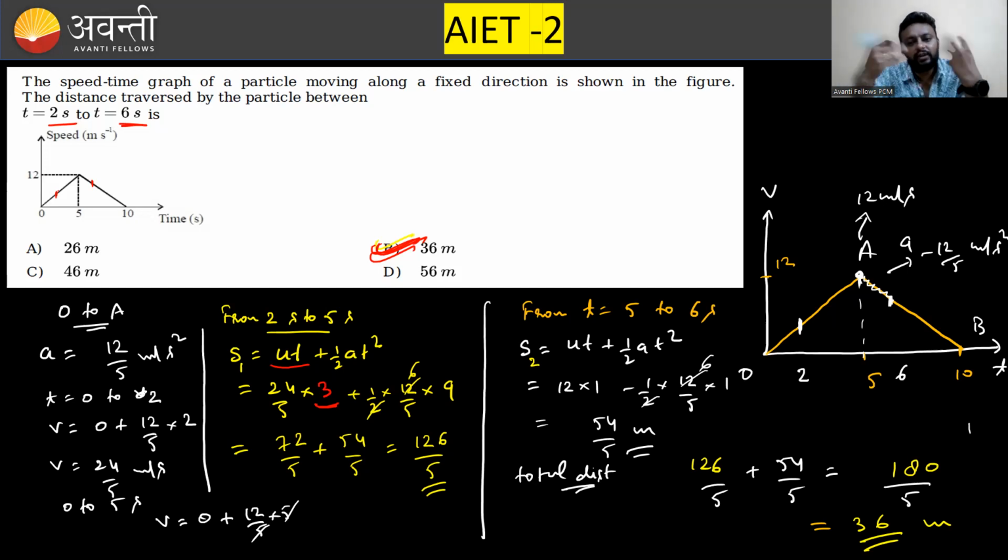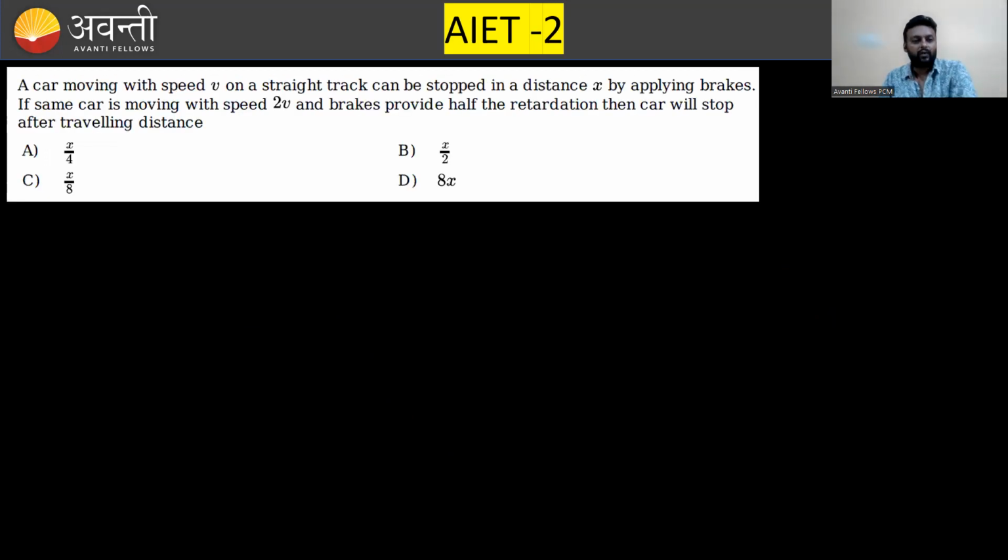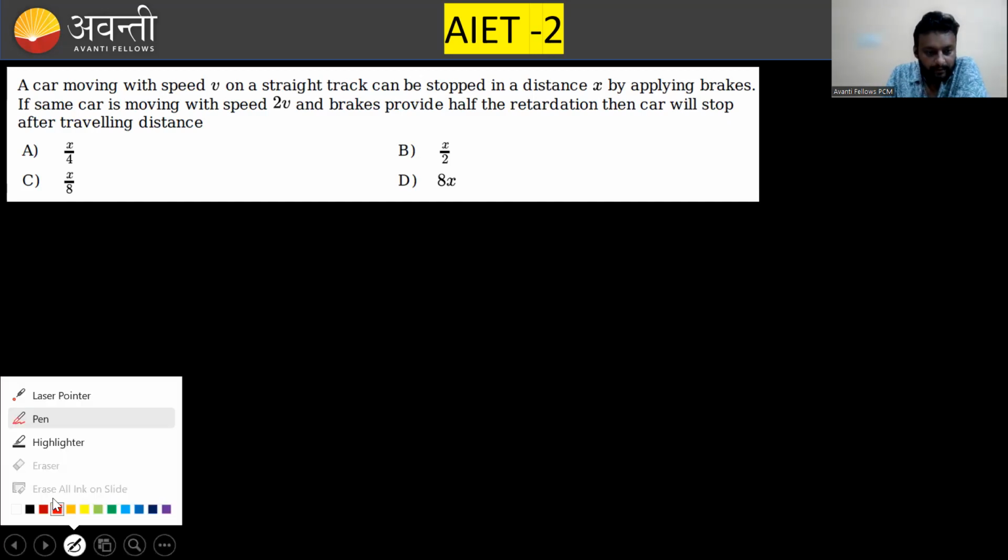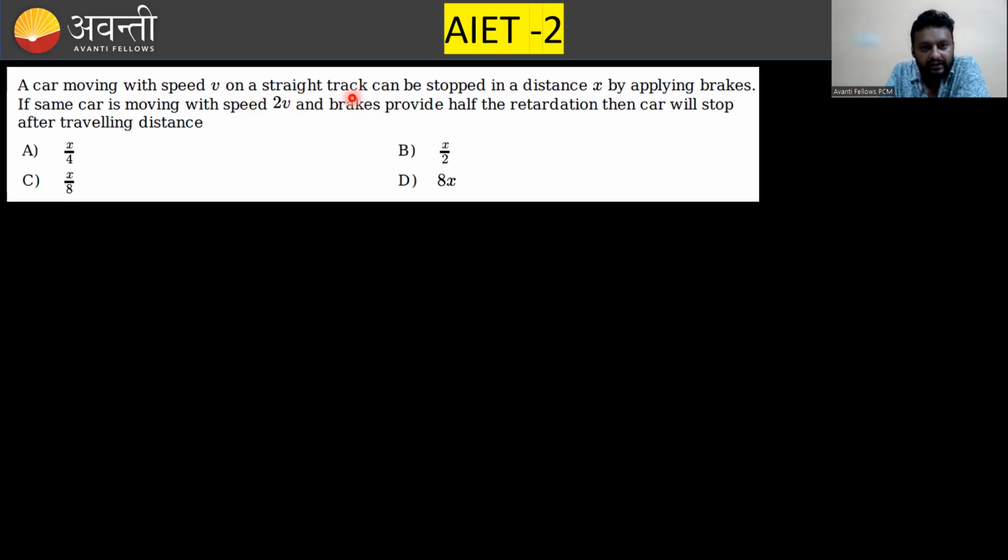Question is very easy, but it feels like the calculation is very lengthy, but it is not. It's just the easiest question you will get, but a little bit lengthy, I will say. Otherwise, it's an easy question. You can definitely attempt the question. Okay. Another question. A car moving with some speed v on a straight track can be stopped in a distance x by applying brakes. Okay. So you are applying brakes, and the car originally moving with speed v has traveled a distance x before coming to rest.